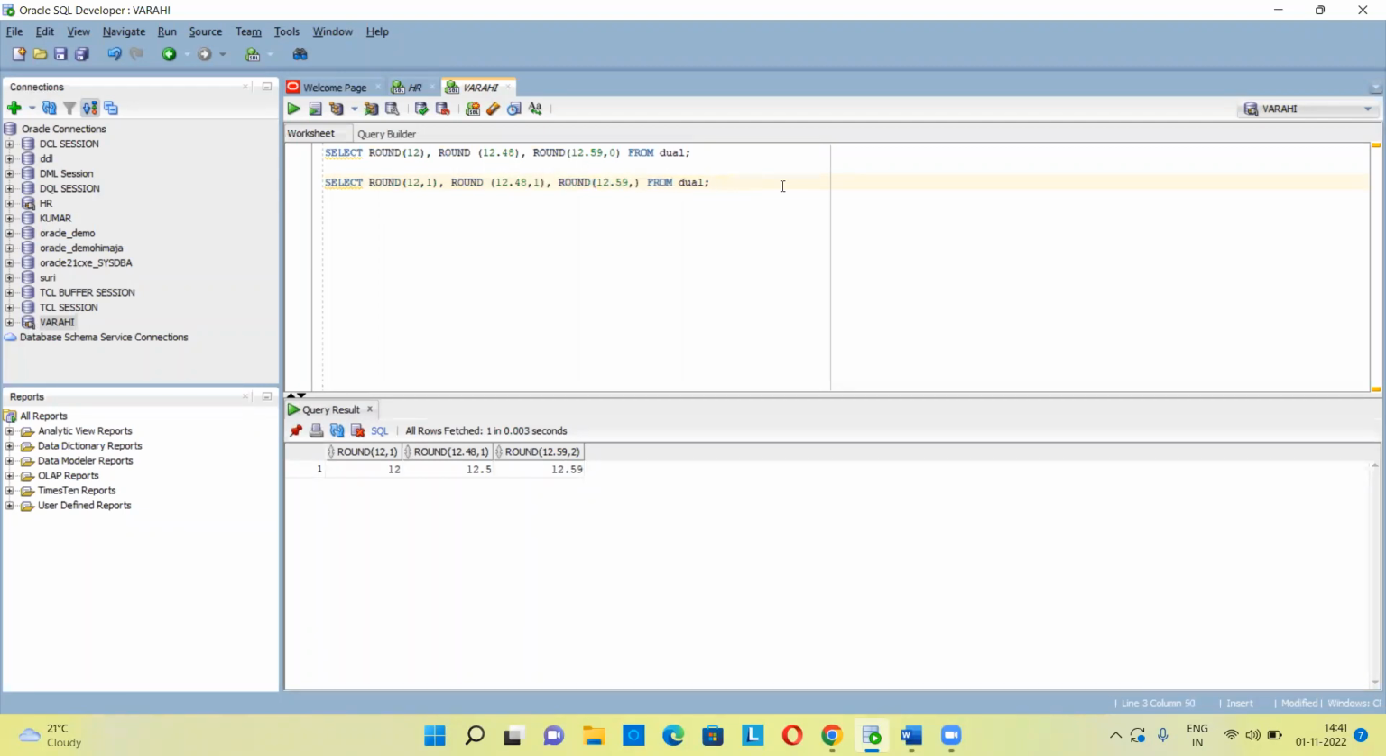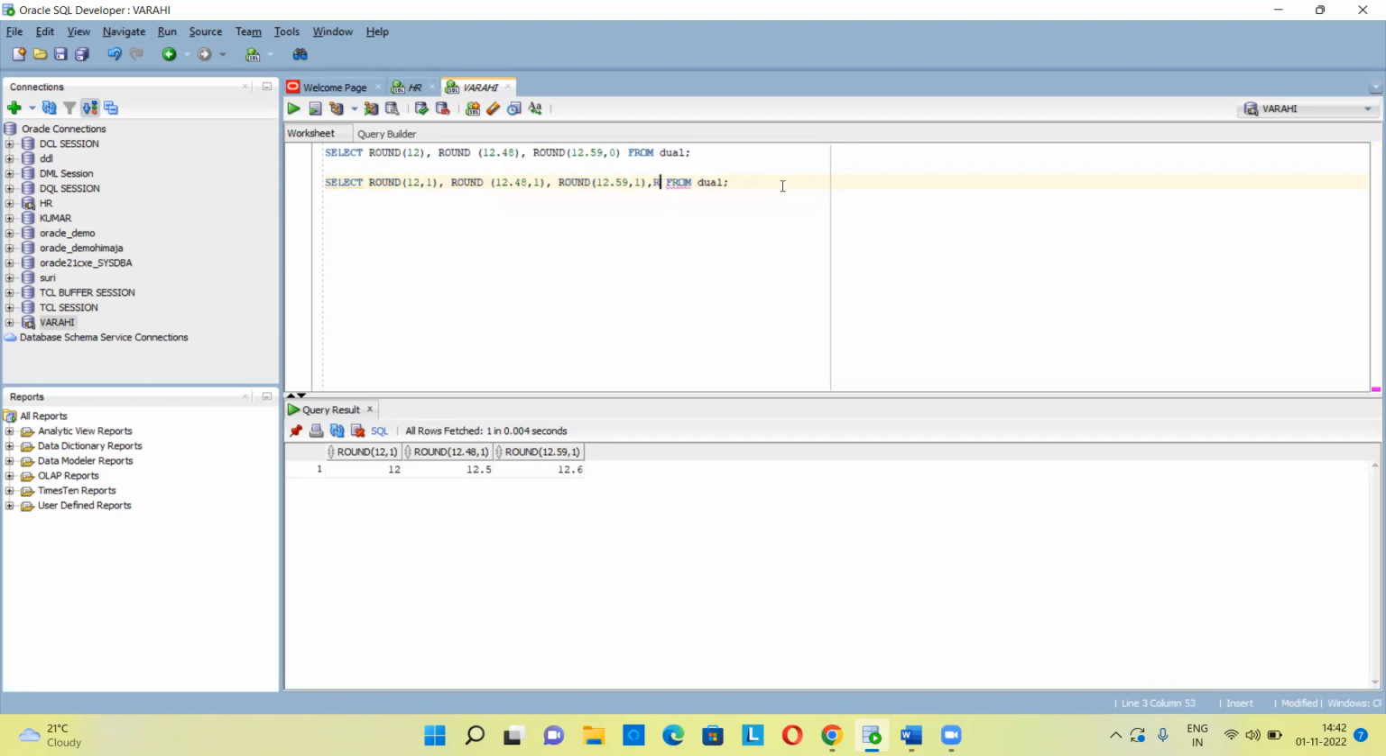So if you write 1, I need only 12.5. After 12.5, what is the first decimal value there? 9. Is 9 more than 5? Yes. So what you have to do? It will add 1 to the number before 9. So 5 plus 1 will become 6. So the output will be 12.6.